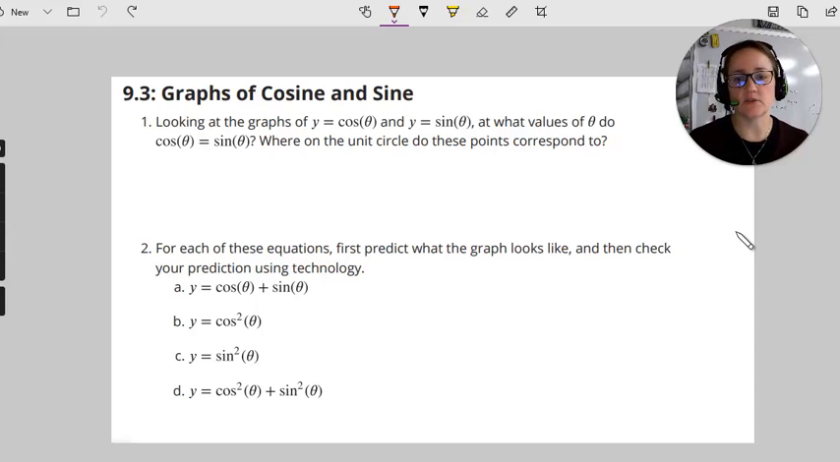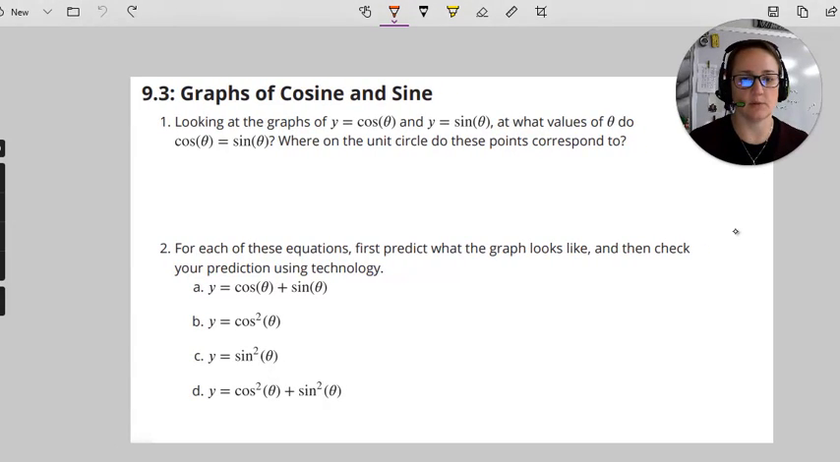When we're looking at some of these graphs of cosine and sine, it asks us, at what values of theta do these things have the same measure? Does cosine equal sine? Okay, a couple different ways that we could look at this.